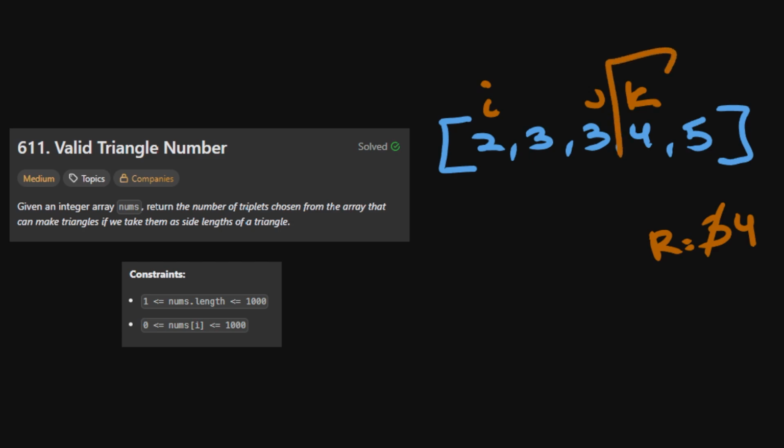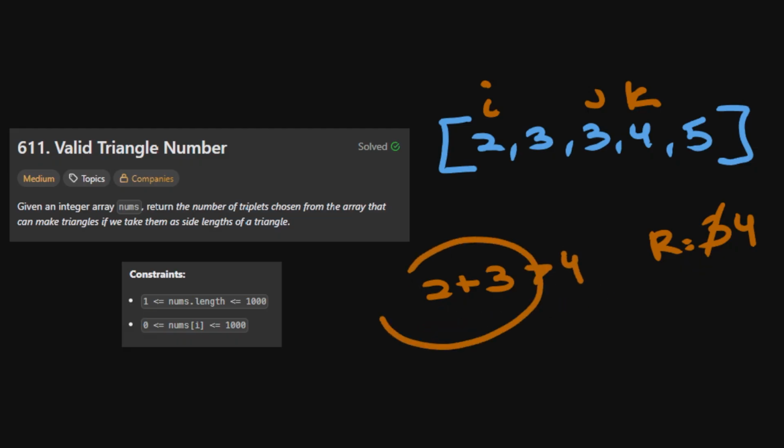And now we can update K and repeat the exact same process. So we are trying this triangle, meaning we are checking if 2 plus 3 is greater than 4. And this is true. 2 plus 3 is 5. So we know that this is a valid triangle, and we also know that this is a valid triangle. So we are adding, this is index 0, 1, 2. We are adding 2 minus 0 triangles to the result.